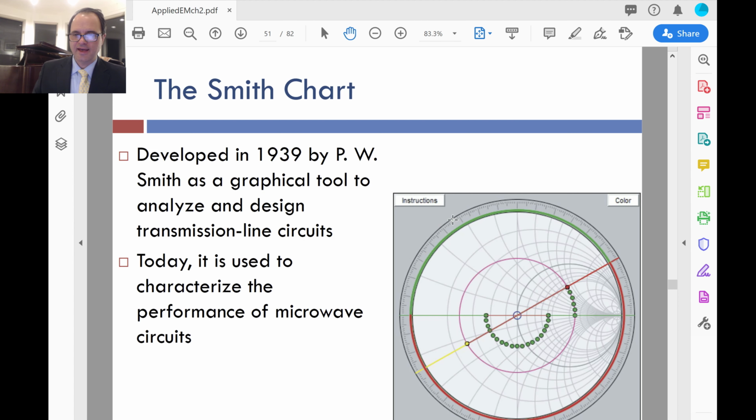Okay, so we are at the beginning of the Smith chart, and so that will be the start of the next lecture. So you now, with this video, have everything you need to do the homework. All right, take care, students, and good luck. And email me any questions you may have, and I will respond as soon as possible.